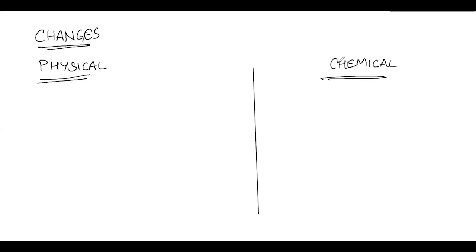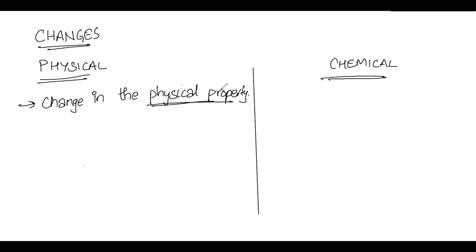the physical changes are those changes where there is change in the physical property. Now what do we mean by physical property? Physical property may be the state of matter. For example, if we boil water, the water changes from liquid into gaseous form. So this is basically a physical change where the state of matter is changed.